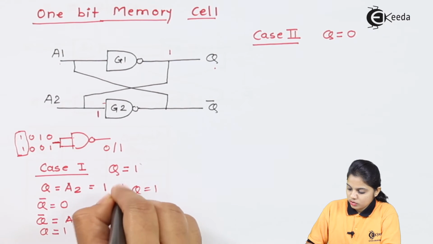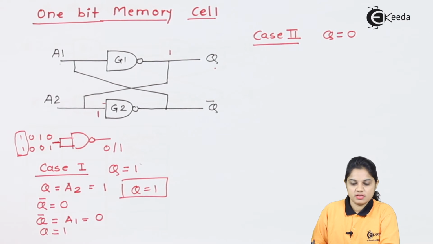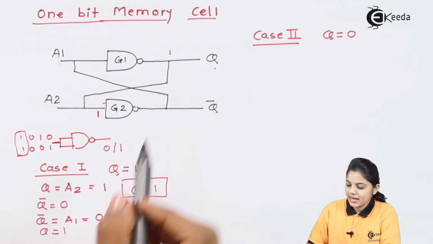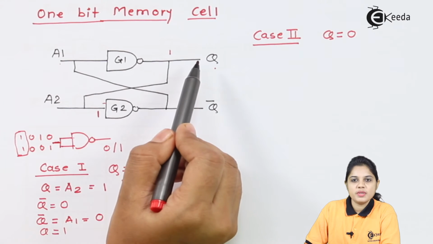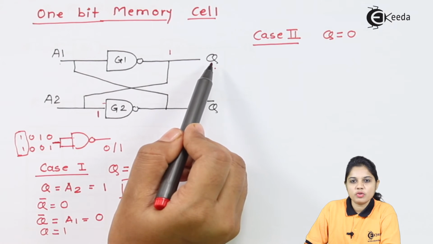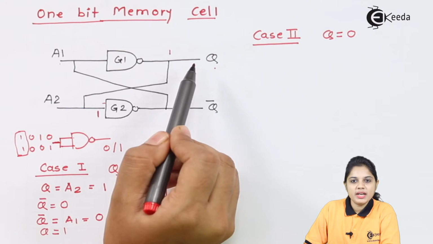Q will remain equal to 1. That is what our assumption was. So here it is proof that it will remain in state 1. If Q has been assumed 1, that means the past output was 1. If we assume that, it will remain in that state.